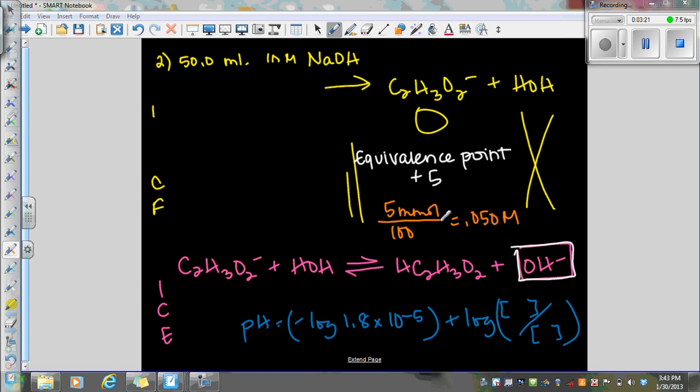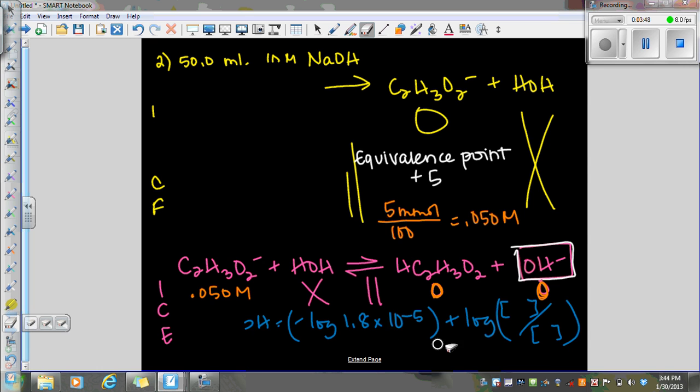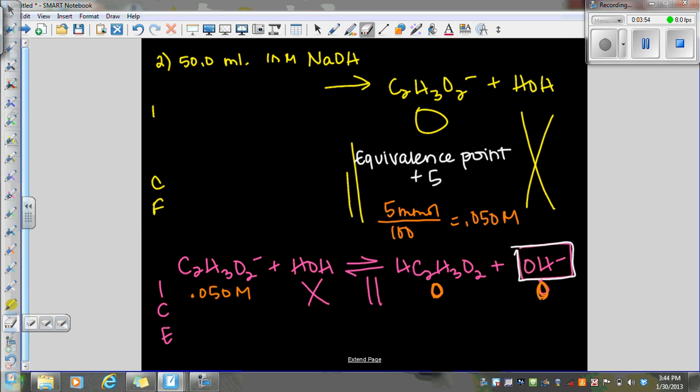Then I'm going to fill in what I have in my ICE chart. So 0.050 molar acetate, water is ignored, and there's my fence. Now I have neither of these. I don't have any acetic acid, that's gone, and I have no hydroxide ions. I can't use Henderson-Hasselbalch because even though I have the conjugate base, I don't have a concentration of the acid. So Henderson-Hasselbalch, as nice as it is to use it, we cannot use it at the equivalence point or after the equivalence point, only before.